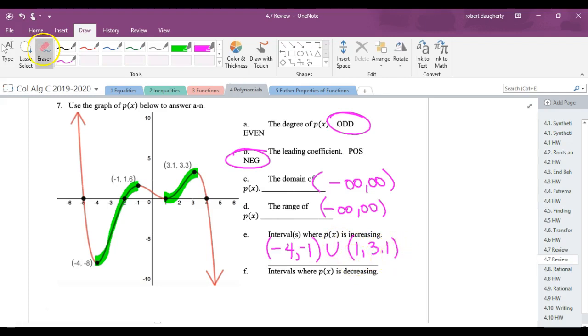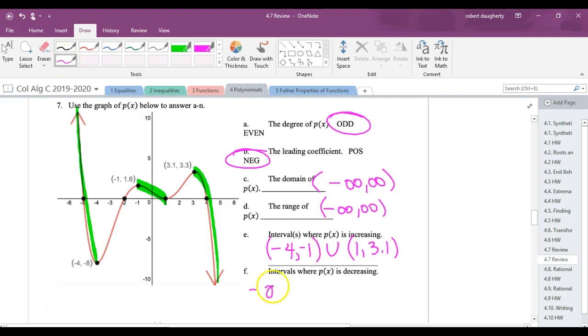Where is this function decreasing? This function decreases in this section here, this section, and this section. Those are 3 different intervals. The first interval is from -infinity to -4. The next interval is from -1 to 1. And the last interval is from 3.1 to infinity. Those are always x value intervals.